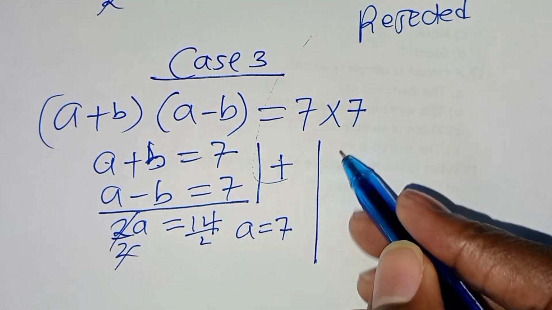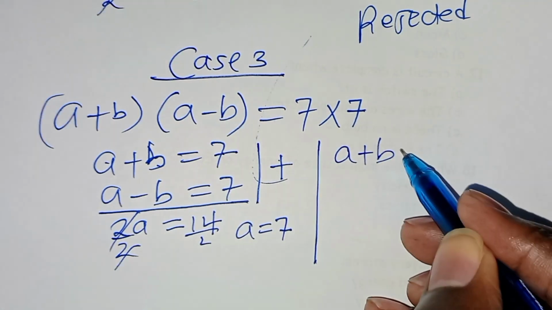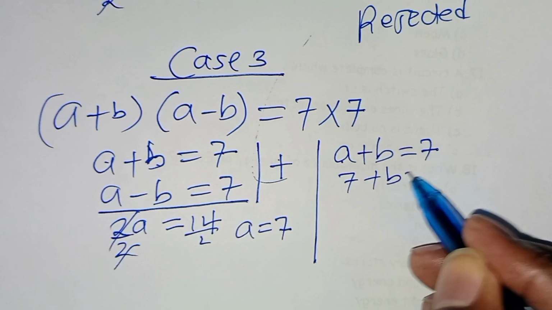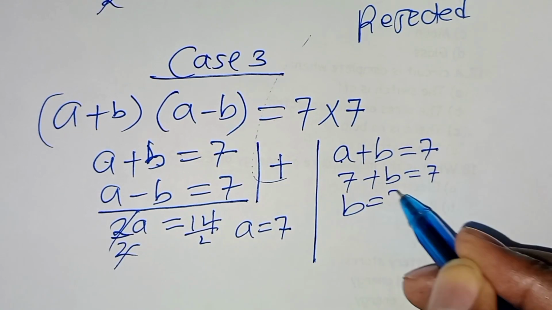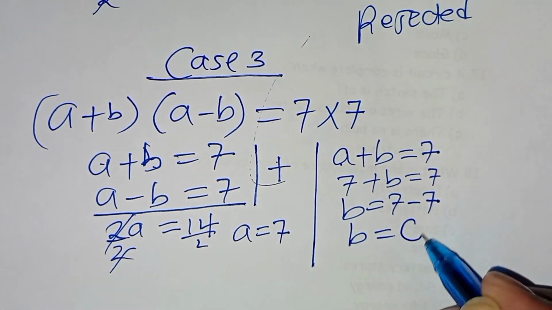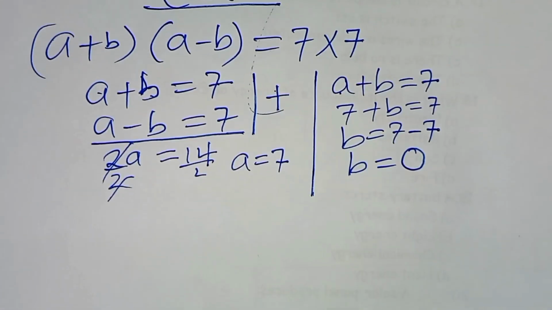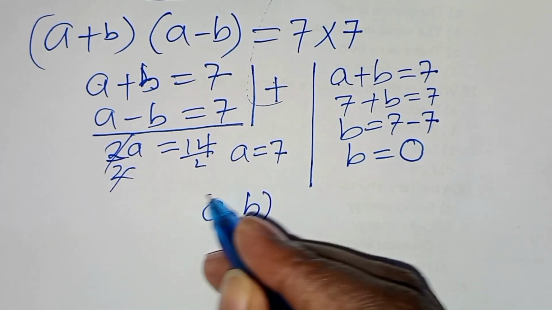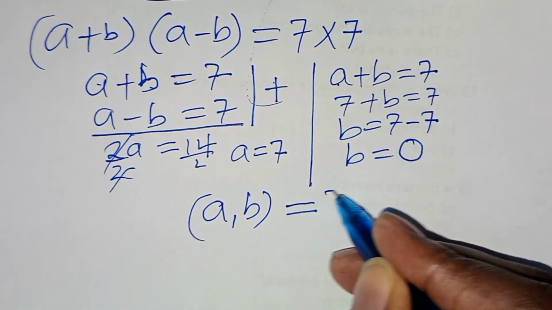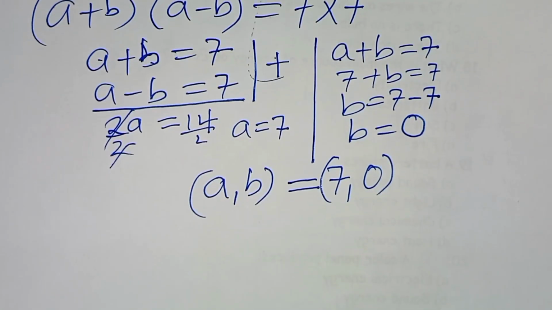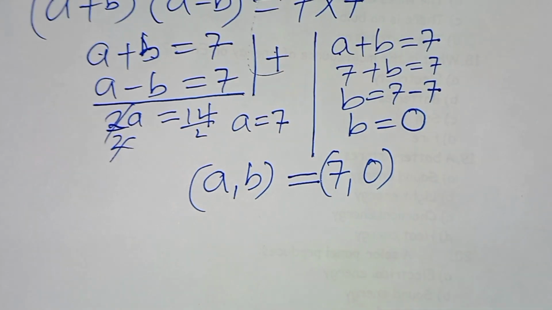So let's substitute here. a plus b is equal to 7. Substituting the value of a here, we have that b is equal to 7 minus 7, and therefore b is equal to 0. So now we have the second set of solution, a and b equal to 7 and 0. This is the second set of solution we have.